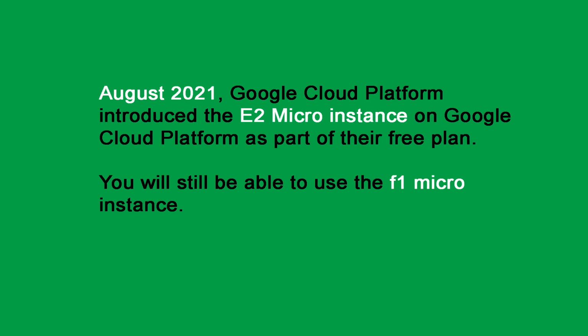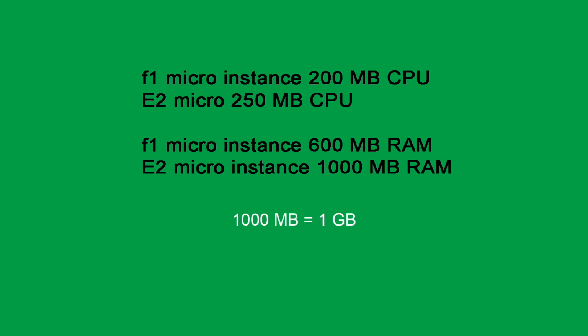As you know, in August 2021, Google Cloud Platform introduced the E2 micro instance on Google Cloud Platform as part of their free plan. You will still be able to use the F1 micro instance. The difference between the two is that the F1 micro instance has a 200 MB CPU, and the E2 has a 250 MB CPU. The F1 micro instance has 600 MB of RAM, and the E2 micro instance has 1000 MB of RAM. 1000 MB equals 1 GB.